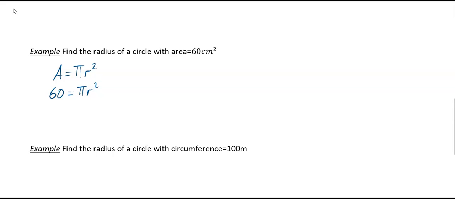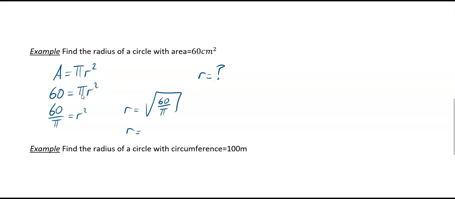Then what we want to end up with in this example is r is equal to. So we need to get r on its own. Let's think about what's happening to the r. The first thing is it's being squared. The next thing is it's being multiplied by pi. So multiplying by pi is the first thing we need to reverse. So 60 divided by pi equals r squared. That means r is going to be equal to the square root of 60 divided by pi.